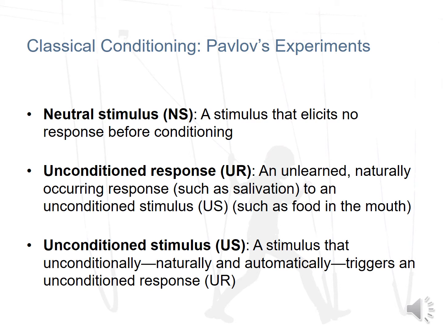In classical conditioning, a neutral stimulus is a stimulus that elicits no response before conditioning. An unconditioned response is an unlearned, naturally occurring response, such as salivation, to an unconditioned stimulus, such as food in the mouth. An unconditioned stimulus is a stimulus that unconditionally, naturally, and automatically triggers an unconditioned response.